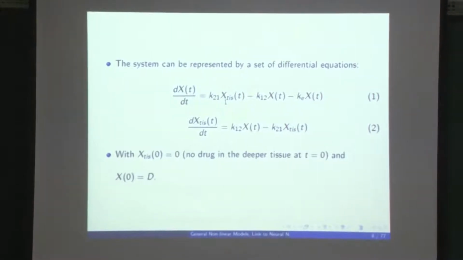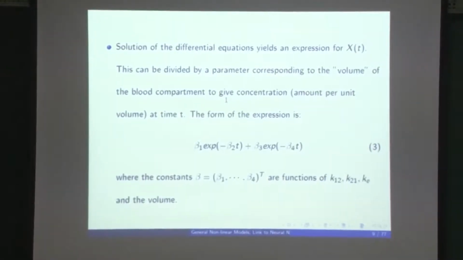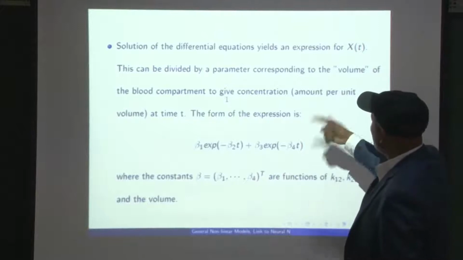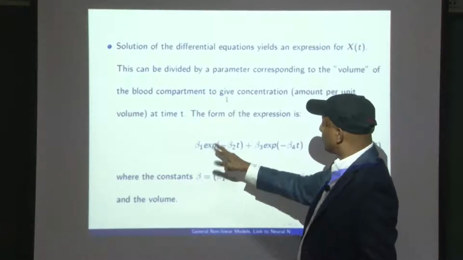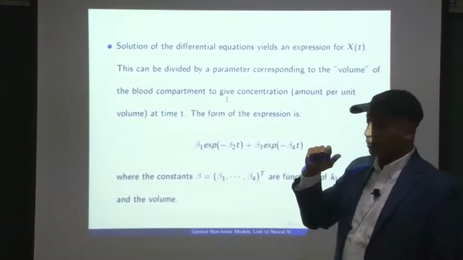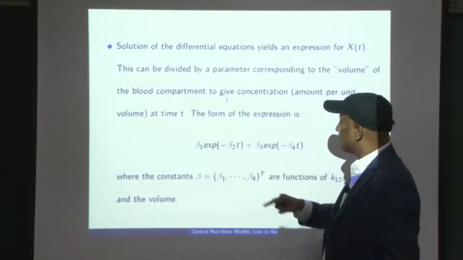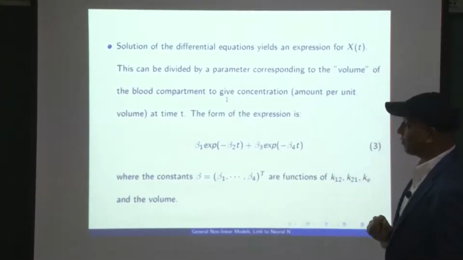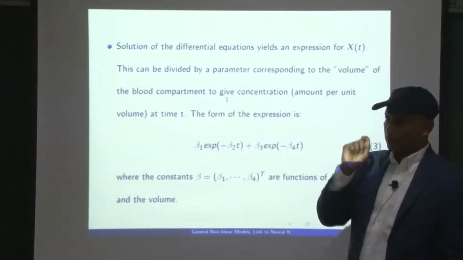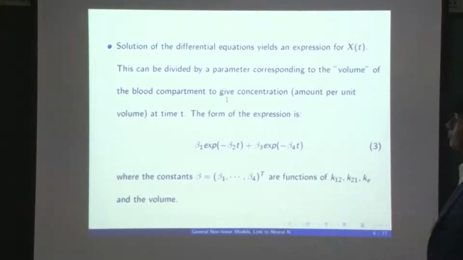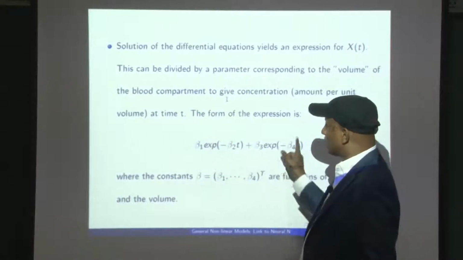So you can solve this thing. If you solve this whole differential equation, then eventually you can boil it down to something like this, a 4 parameter model: beta 1 exponential minus beta 2 t plus beta 3 exponential minus beta 4 t. And this type of thing is very much interpretable. We can interpret xt equal to this one. Yes. Okay. So now you can think about this as a parametric function.